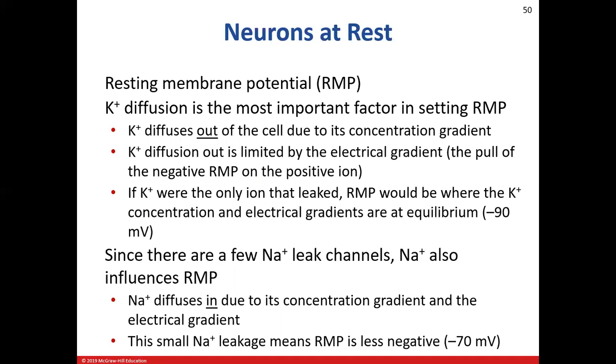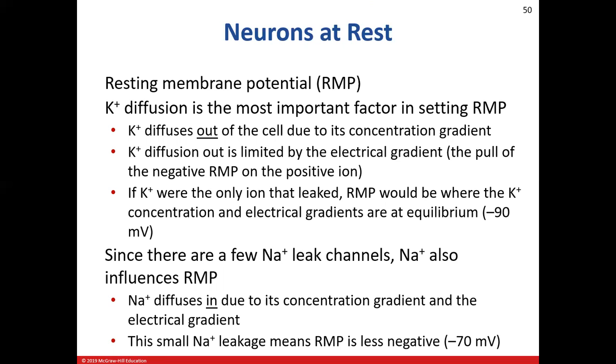So potassium diffusion is the most important factor in setting the resting membrane potential, because potassium diffuses out of the cell due to its concentration gradient. Potassium diffusion out is limited, however, by the electrical gradient, which is the pull of the negative RMP on the positive ion. If potassium were the only ion that was leaked, the RMP would be where the potassium concentration and electrical gradients are at equilibrium, and that would be about minus 90 millivolts.